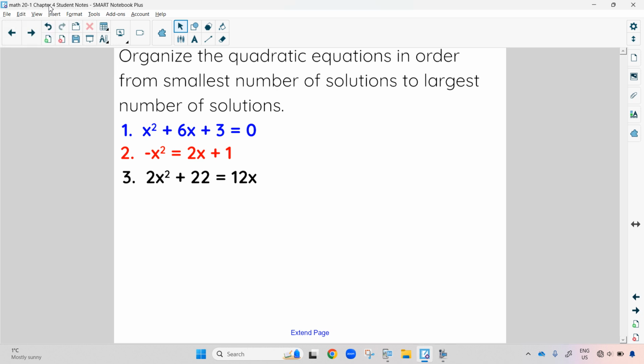Hello, Matthews Gatos here. In this video, we're going to look at how to organize quadratic equations in order by their number of solutions, in this case from smallest to largest. So let's look at each one of the equations.